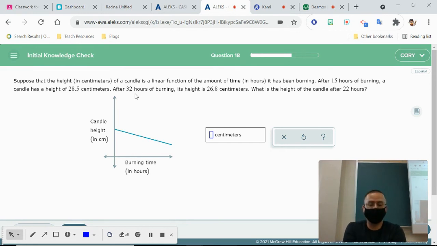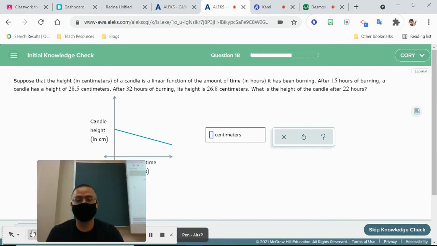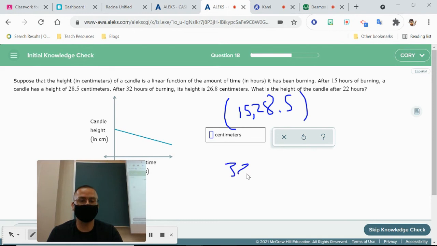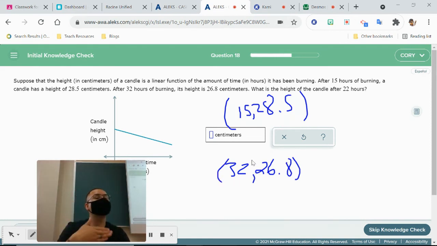So what you got to do here is you have to figure out the slope. And this is slope formula. That's all this is. So what you would do is you would recognize that the first one says 15, right? Time is our x, and height is 28.5. So this is our point 1. And then the point 2 would be 32 and 26.8. So it's clearly going down, right? If it went up, that'd be kind of weird because candles don't work like that. So what you got to do is figure out how much did it change in this time. That gets you slope, so slope formula, right?